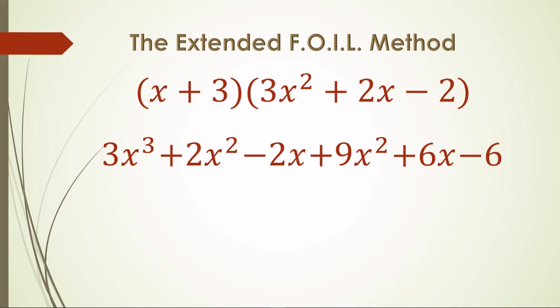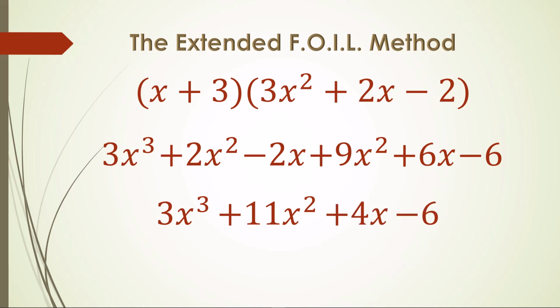The 3x cubed term leads the final result, with the two x squared terms combining to make 11x squared, the x terms combining to equal 4x, and then finally the constant negative 6 at the end.